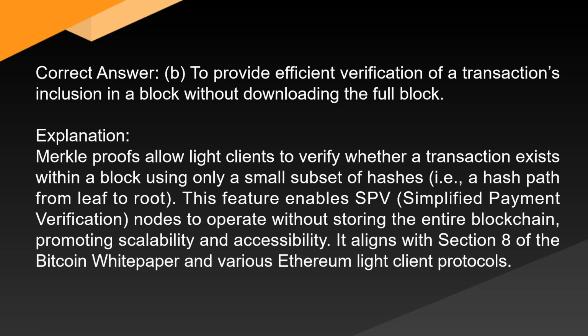Correct answer. B. To provide efficient verification of a transaction's inclusion in a block without downloading the full block. Explanation. Merkle proofs allow light clients to verify whether a transaction exists within a block using only a small subset of hashes, i.e., a hash path from leaf to root.